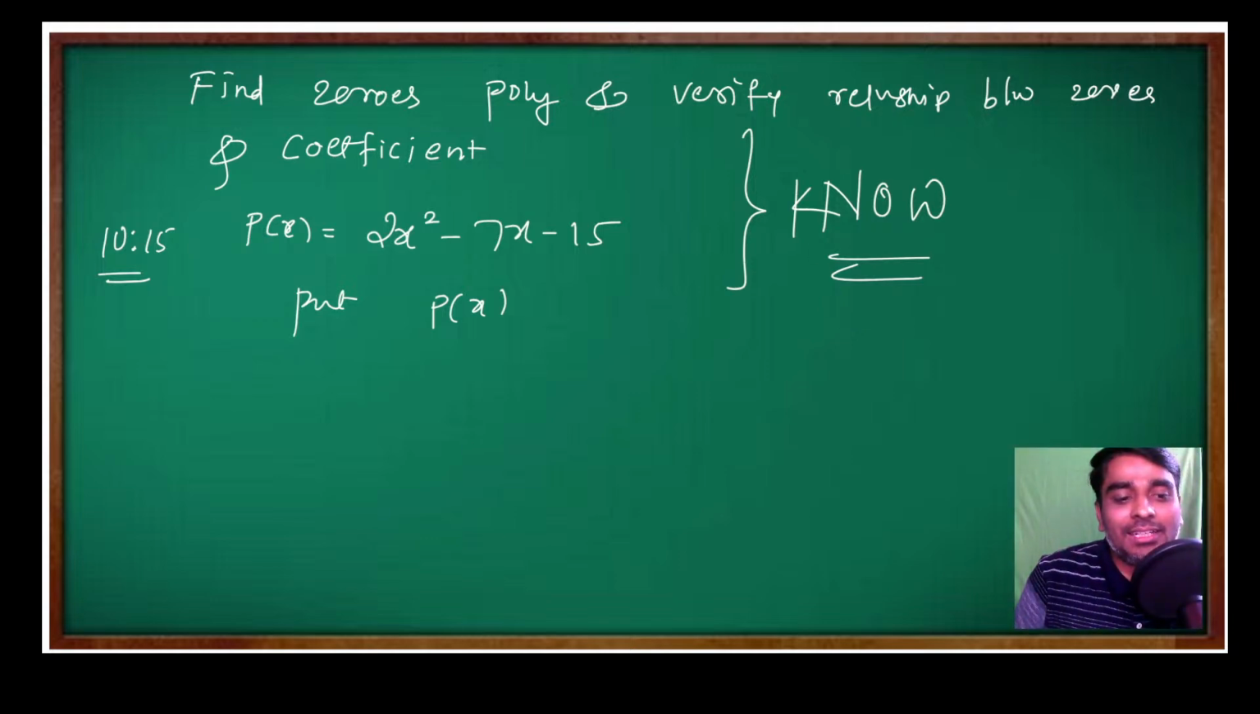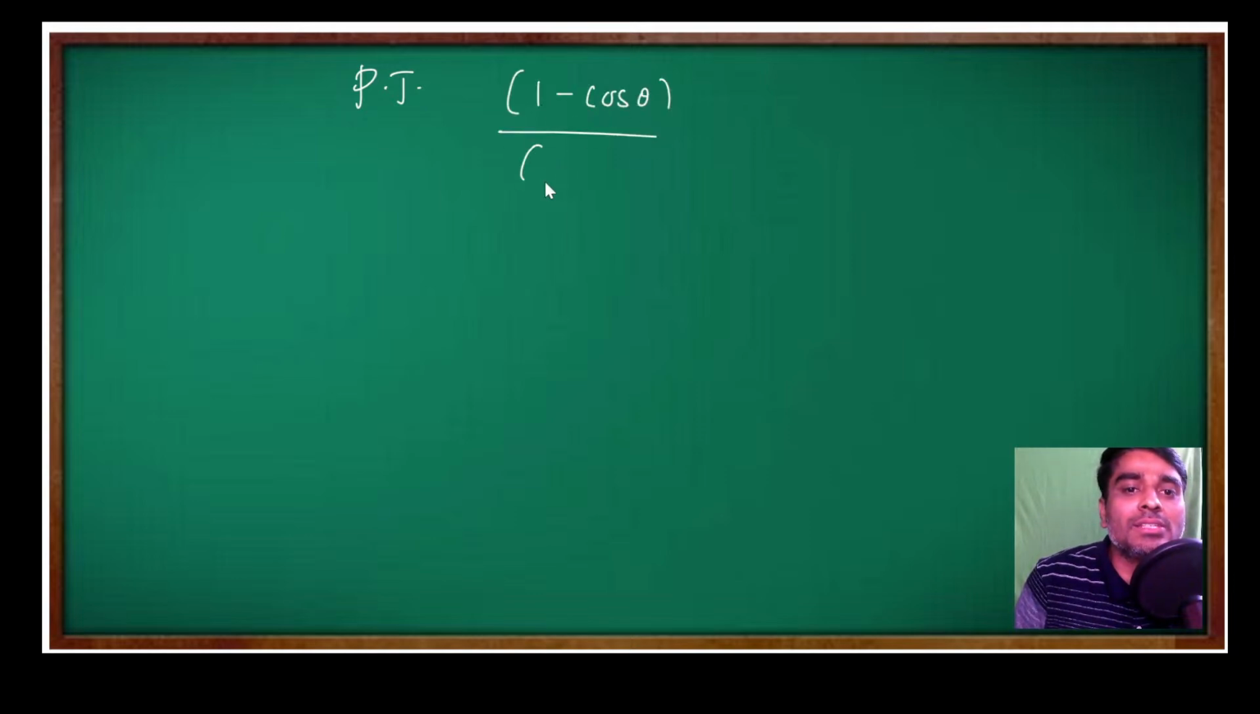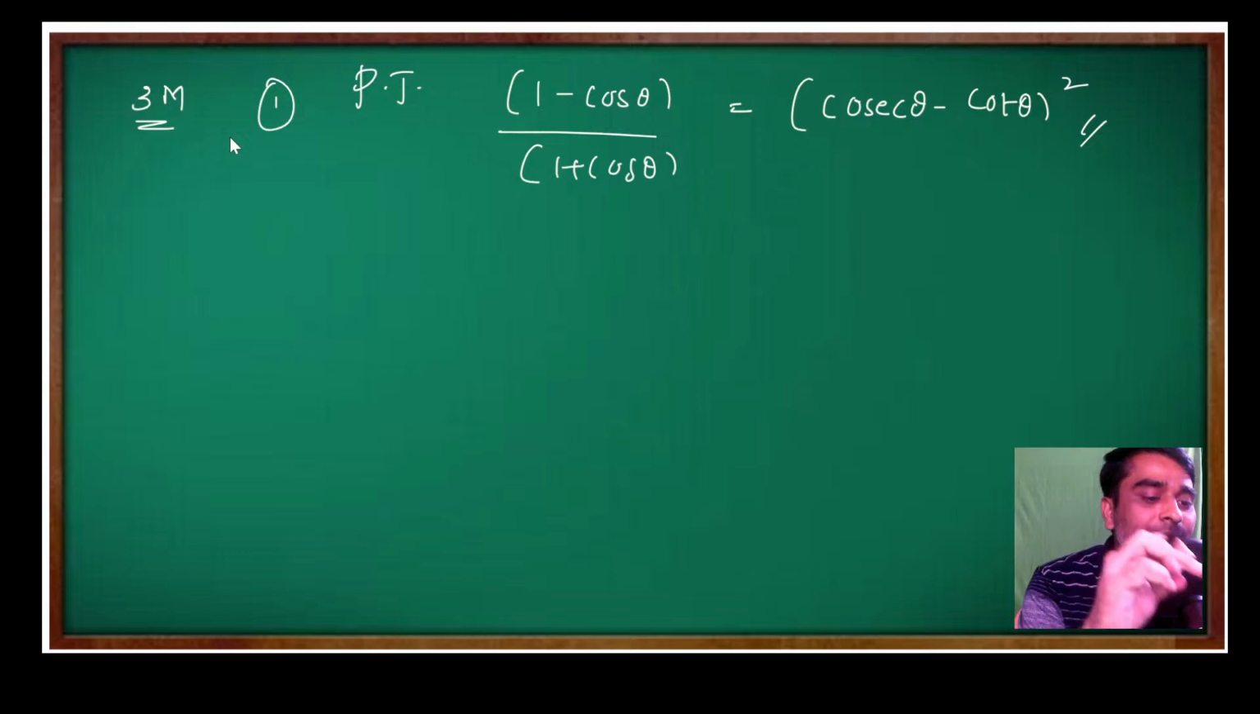Okay, let's take one from trigonometry then. Prove that (1 minus cos theta) divided by (1 plus cos theta) equal to (cosec theta minus cot theta) whole square. 3 marks. I'll write the questions now.